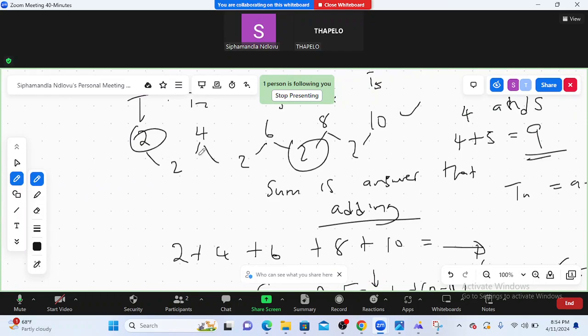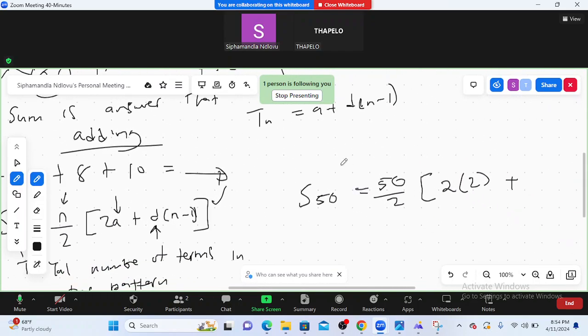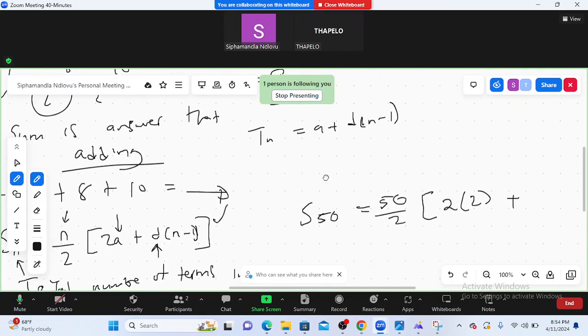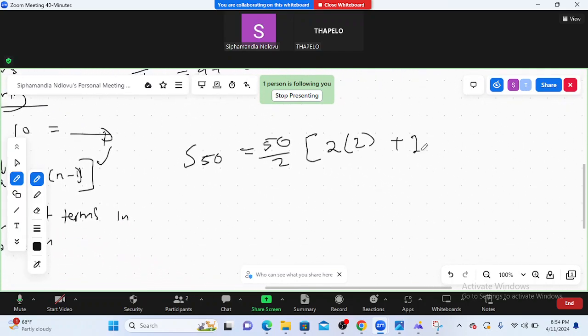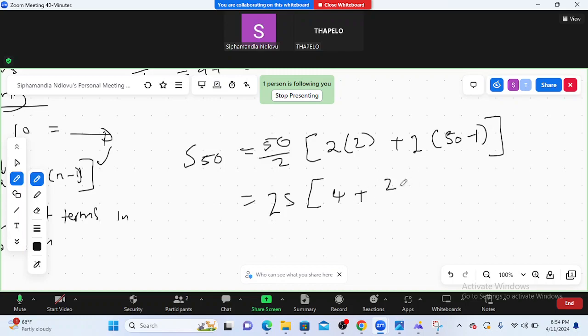It happens to be 2, right? Yes. Okay, and then d is the first difference, which is also 2. So it's 2 into (50 minus 1). And then this would be 50 divided by 2, which would be 25 into 2 times 2, that is 4, plus 2 times (50 minus 1), that is 49. So it's times 49, right?